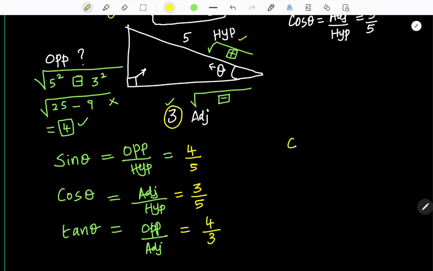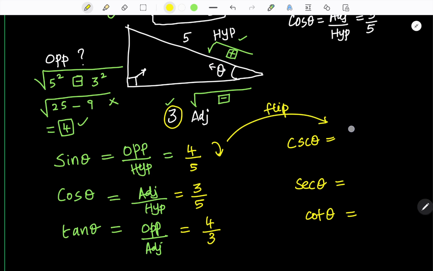After that, you need to write cosecant theta and you need to write secant theta. Then you need to write cotan theta or cot theta, right? What did I say? We are going to flip, right? This is nothing but your flips, right? This is 5 over 4. This is 5 over 3. And this is 3 over 4.